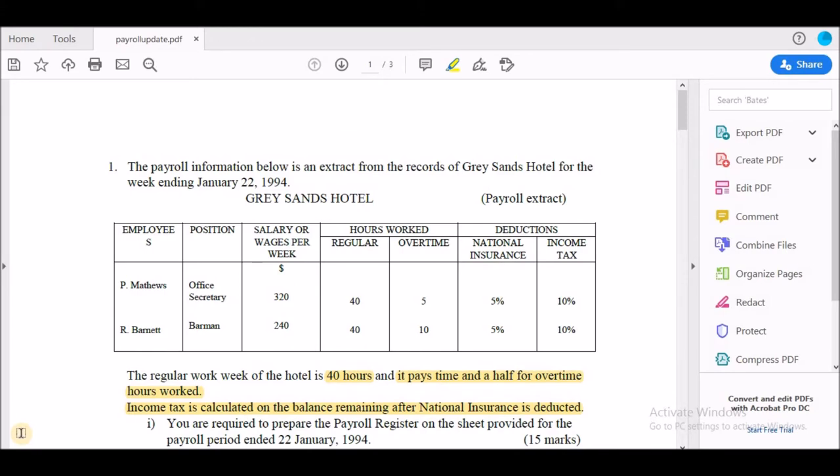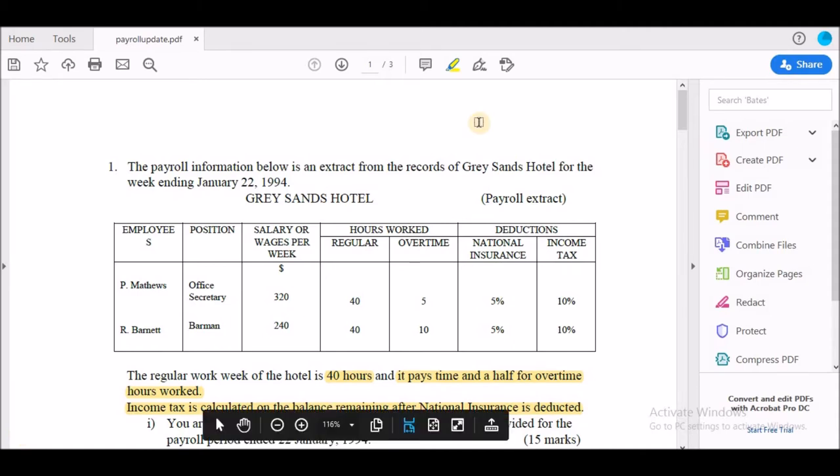So let us practice on some past paper questions for payroll. Here we have three questions that we are going to do. For the first question, it says that the payroll information below is an extract from the records of Graceland's Hotel for the week ended January 22nd, 1994.